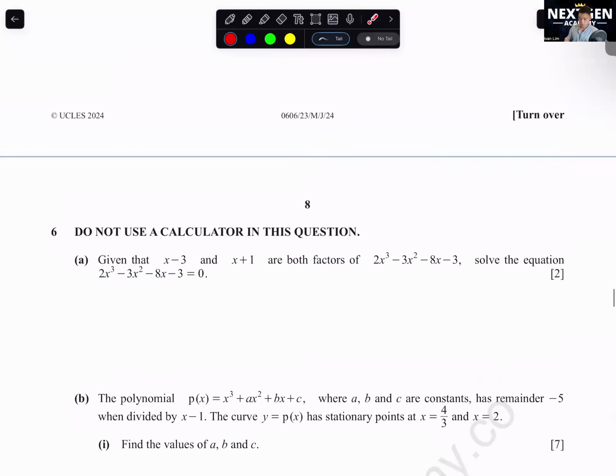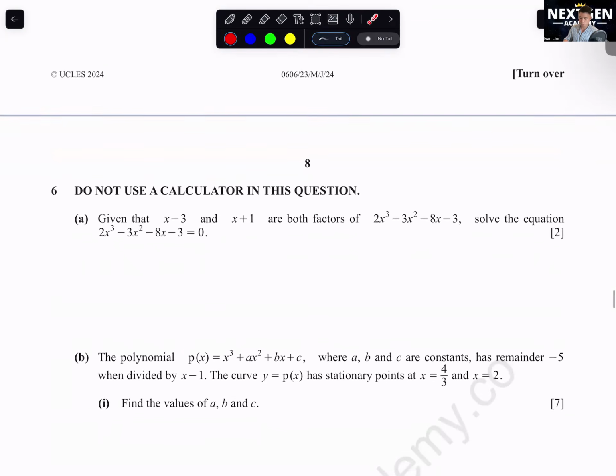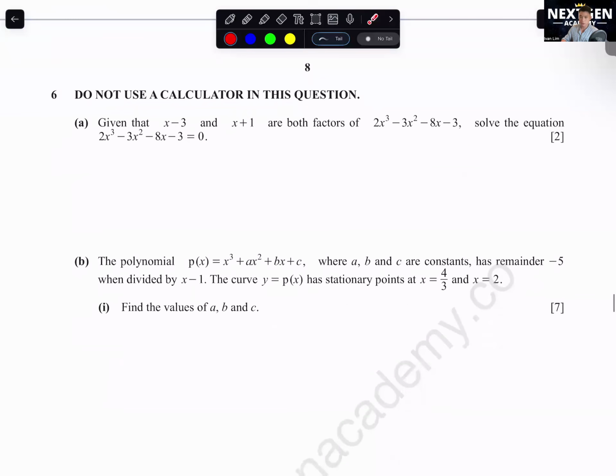All right, okay, we're going to go through the second part of May-June 2024, paper 2-3, question 6. Do not use a calculator in this question. This is your calculator, okay? So you just need to show all your workings.